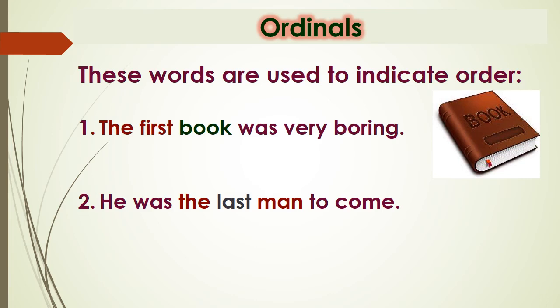He was the last man to come. So the words first and last are both examples of ordinal numerals because they are telling us the position. The book was first and the man was last. So this was the example of ordinals. I hope students it is clear to you.